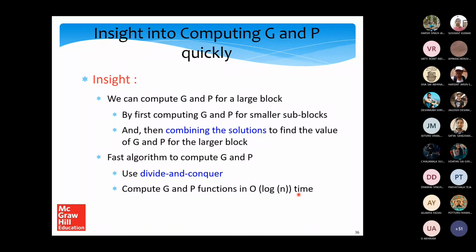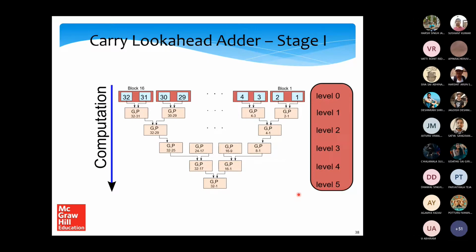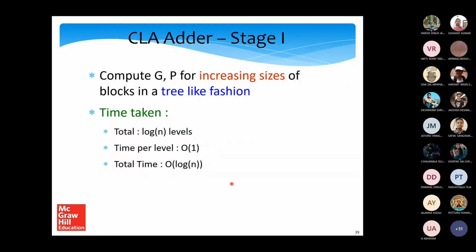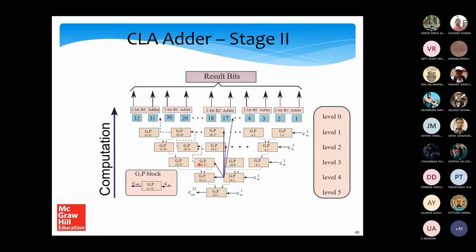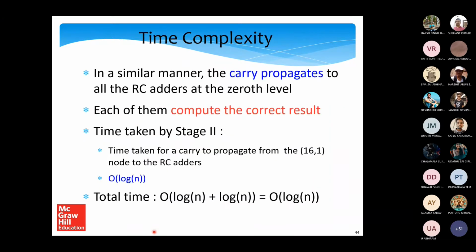This one takes a divide and conquer policy, which computes G and P functions in order of log n time, and the entire operation can be realized because this is a log n operation. Things can be represented using a binary tree kind of fashion, and it will be order of log n. You can look into this presentation slide. This is a very simple way it has been discussed.